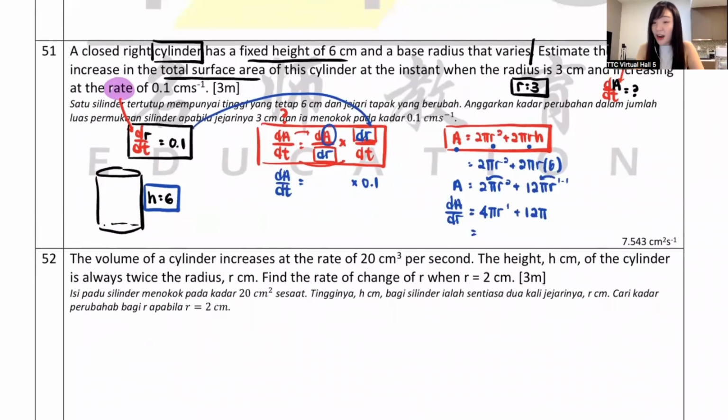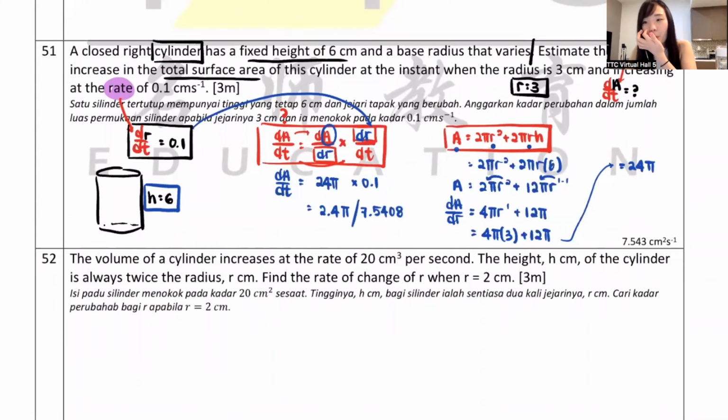So this is dA dr, and now you want a number, right? So only after you differentiate, then you sub R equals 3. So your R is 3, we sub 3 inside because we want to make it a number. So 4 times 3 plus 12. Do you get 24 pi? Got it. My dA dr is 24 pi. 24 times 0.1, 2.4 pi. I repeat, you can write 2.4 pi, or you can do 2.4 times 3.142, 7.5408. These two answers are both accepted.